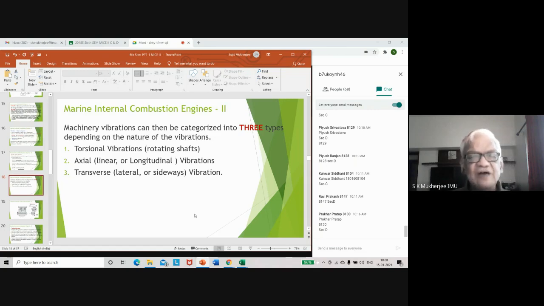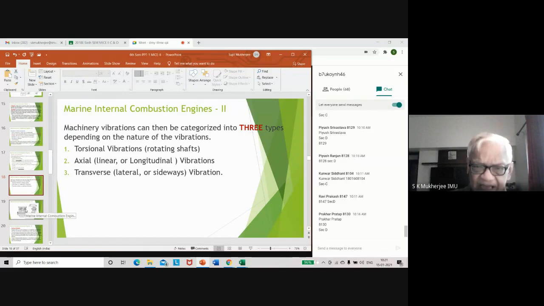Other than this, you have lateral vibration, transverse vibration, which is side to side vibration. So the full engine is capable of vibrating side to side. The main shaft is capable of vibrating side to side. So the entire engine moving to one side to the other is also a transverse or lateral sideways vibration.